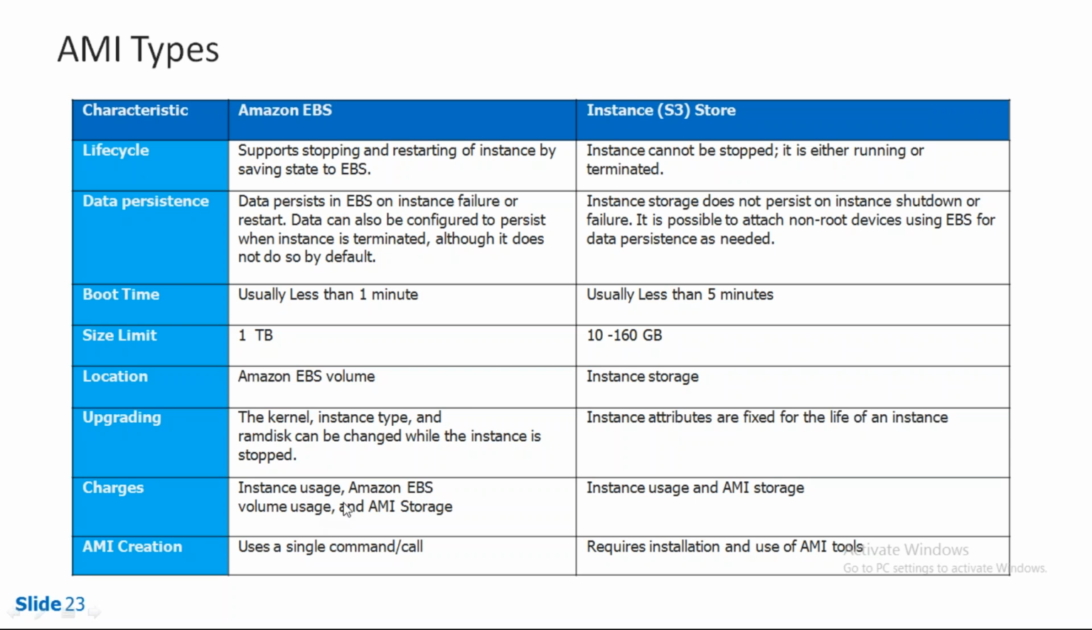And charges: instance usage, Amazon EBS volume usage, and AMI storage. So for all these three things you have to pay if you go with an Amazon EBS AMI. But with an instance stored AMI, you will be charged only for instance usage and AMI storage. The additional thing is you are paying for the volume here, but you have all these flexibilities. Then AMI creation uses a single command or call, while the other requires installation and use of AMI tools. So this is another thing we have to go through.